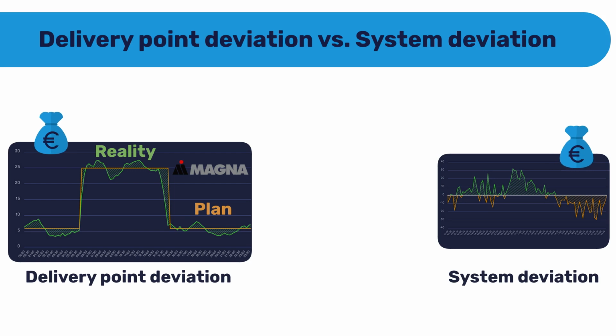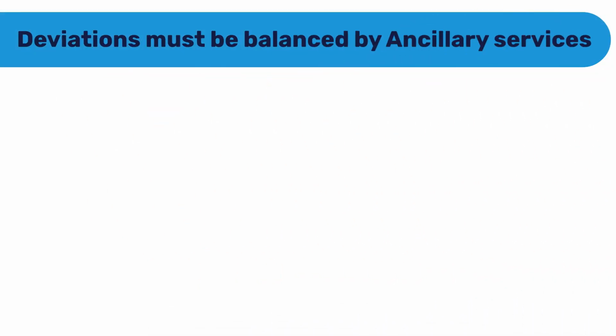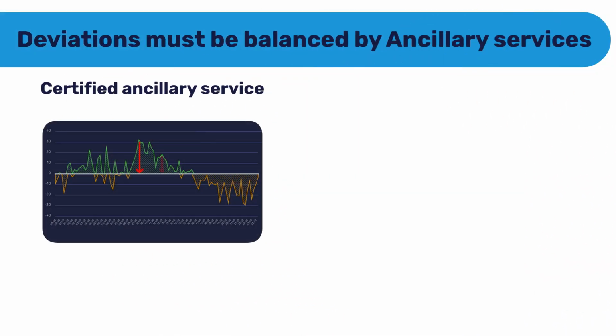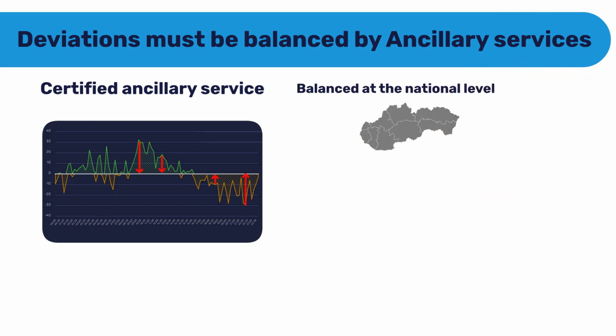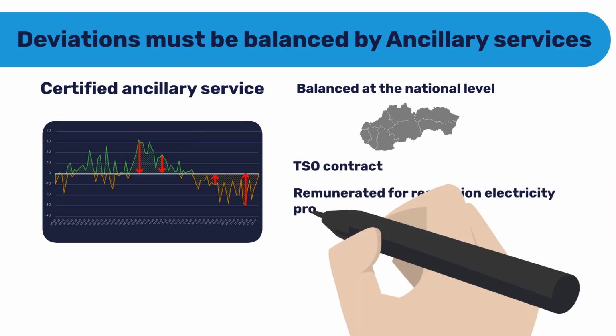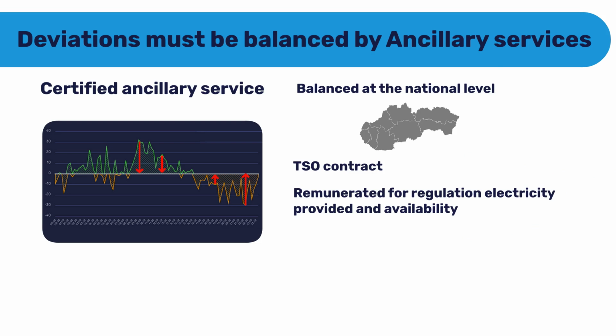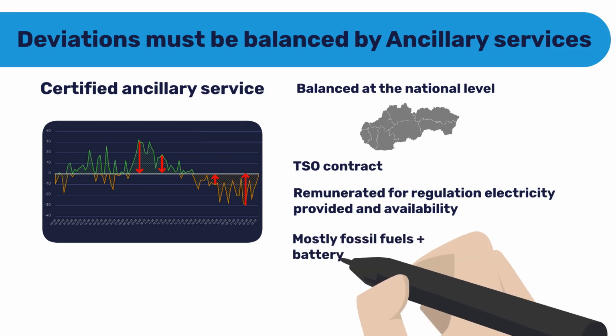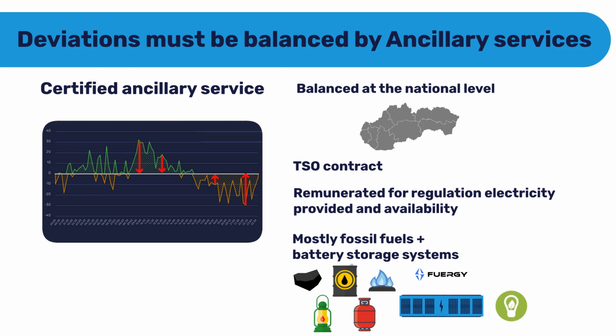Both are very costly. To keep the power grid balanced at all times, ancillary services come into action. Certified ancillary services balance system deviations at the national level. They are contracted with the TSO and are remunerated not only for the regulation electricity provided, but also for availability. These are mostly fossil resources, but now also battery storage systems.